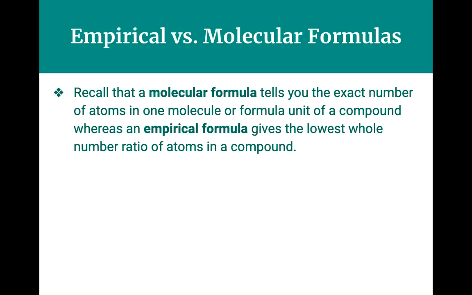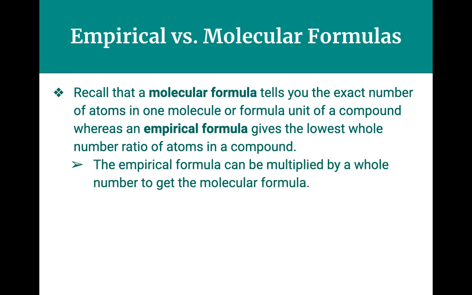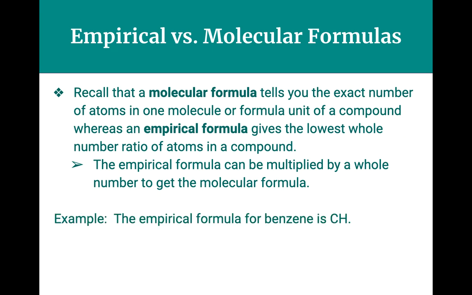So recall that a molecular formula tells you the exact number of atoms in one molecule or formula unit of a compound, whereas an empirical formula gives the lowest whole number ratio of atoms in a compound. What this means is that the empirical formula can be multiplied by a whole number to get the molecular formula. So the example from part 1 was that the empirical formula for benzene is CH, and that the molecular formula is C6H6, which means if we multiply the empirical formula by 6, we get the molecular formula.